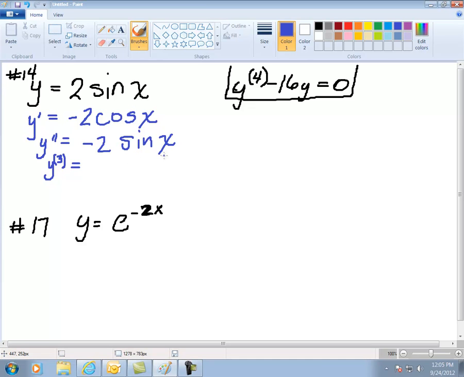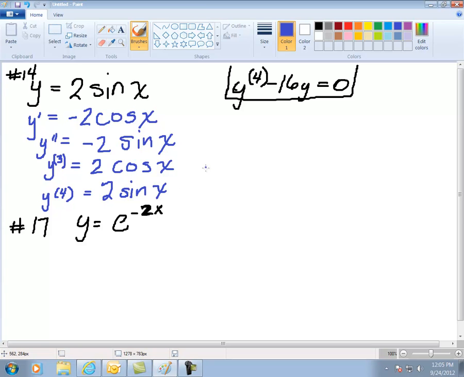The derivative of sine x is cosine x, so that's going to make my negative 2 positive, so we got 2 cosine x. And the fourth derivative would be, again, I've moved that 2 out. It's positive, and the derivative of cosine is sine, so the fourth derivative is 2 sine x.